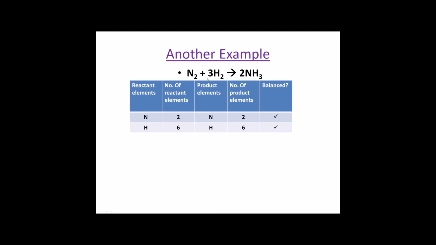And when we do that, 3H2, 3 times 2 is 6. So we put that down in this box here. 2 times 3 is 6. 6, and that equation is balanced.